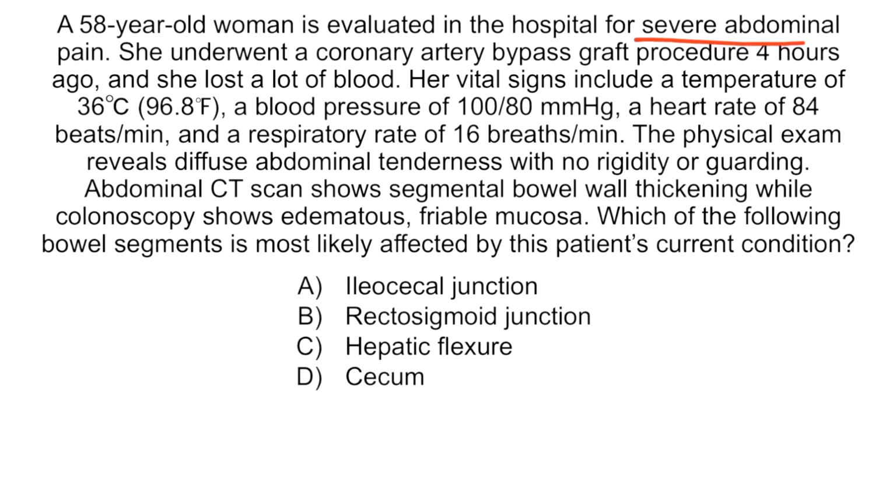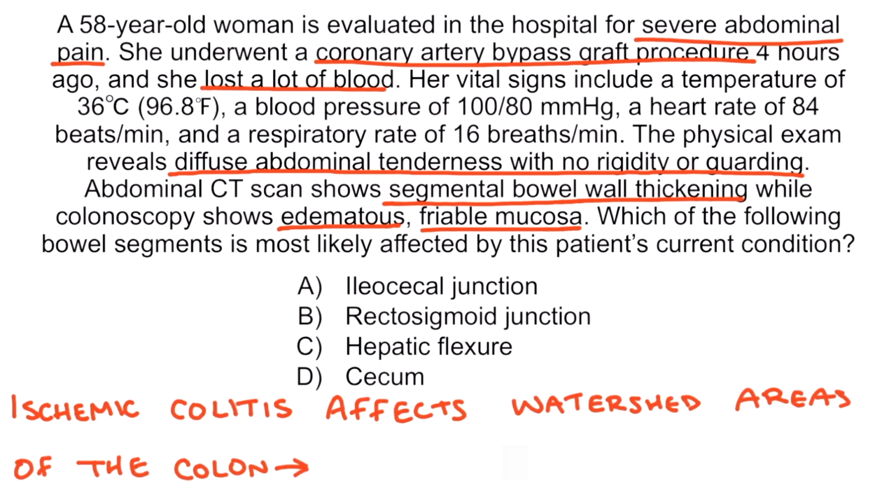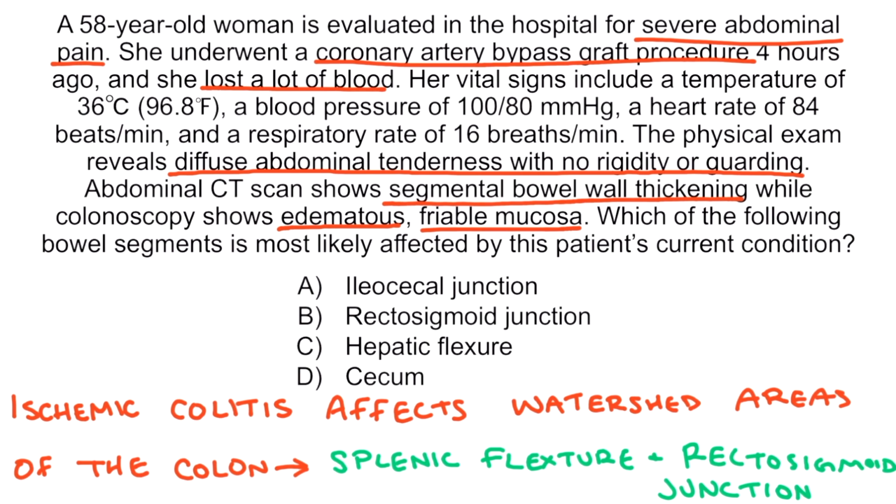So this woman has severe abdominal pain after losing a lot of blood after receiving a CABG, heart surgery. And the physical exam shows diffuse abdominal tenderness, but no rigidity or guarding. And the CT scan shows segmental bowel wall thickening, and the colonoscopy shows edematous friable mucosa. Those all point to ischemic colitis. And recall that ischemic colitis affects the watershed regions of the colon, and those are supplied by the most distal branches of major arteries. And those regions involve the splenic flexure and the rectosigmoid junction. So the correct answer is option B.